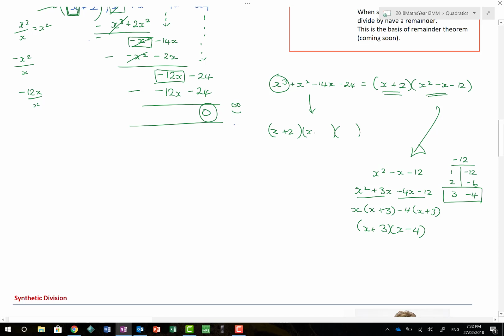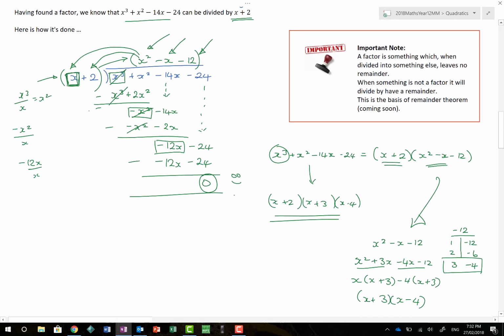And ladies and gentlemen, x plus 3 and x minus 4. That is my fully factorized form for my cubic using polynomial division. Now I have to say, this is something that requires practice. There's no two ways about it. You get a minus sign in the wrong place, or you don't add things properly, you're going to hit all sorts of problems. But it's certainly one way of doing it.